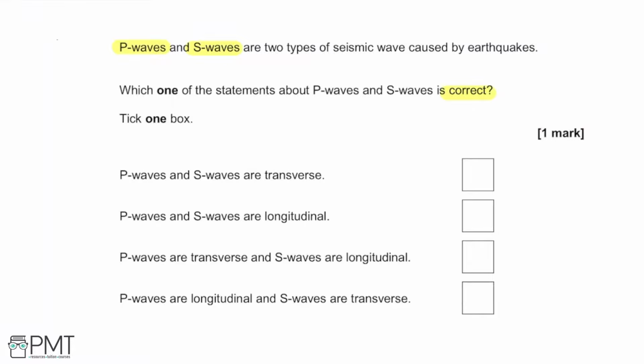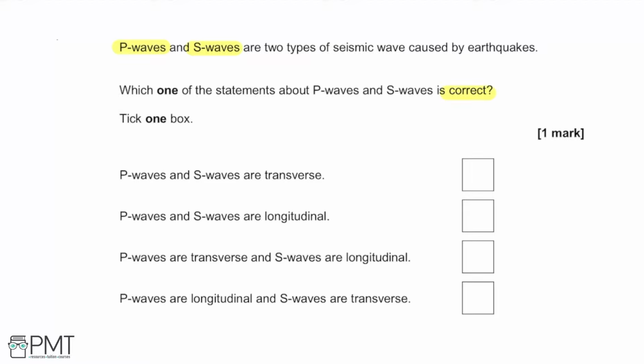So if I just read through them to start with, we have that both of them are transverse, both of them are longitudinal, and then we have either that P waves are transverse and S waves are longitudinal, or the other way around, so P waves are longitudinal and S waves are transverse. So this is quite an information recall type question. We're just looking to remember which type of wave the P and S waves are.